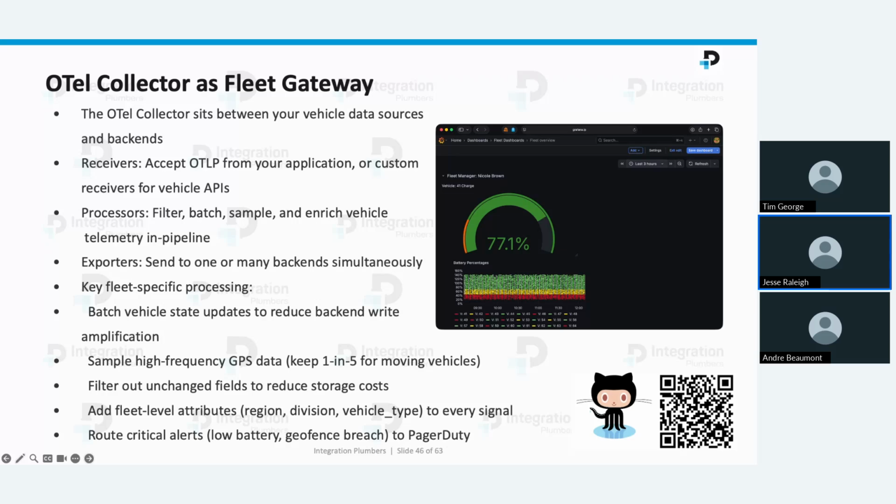For fleet-specific use cases, you can batch vehicle state updates to reduce backend write amplification, sample high-frequency GPS data, filter out unchanged fields to control storage costs, and route critical alerts directly to PagerDuty or your incident management systems.